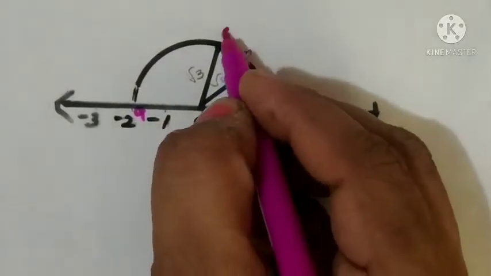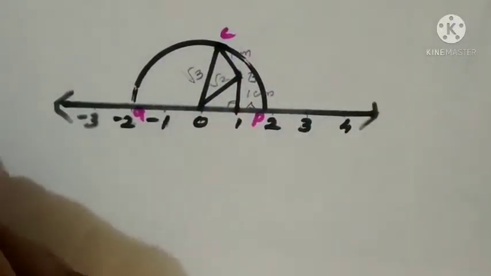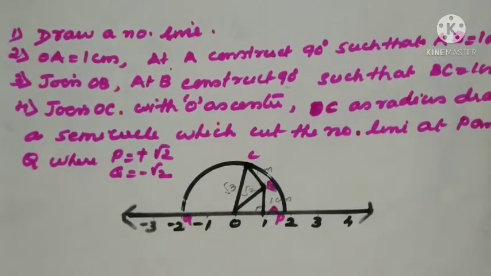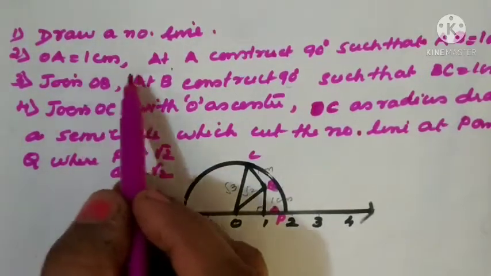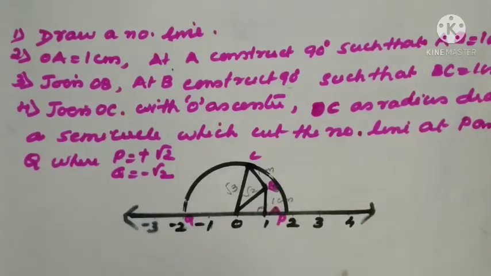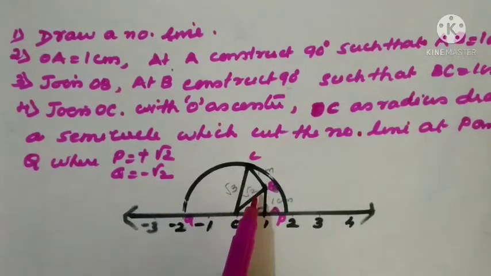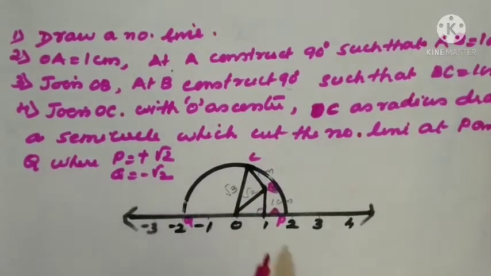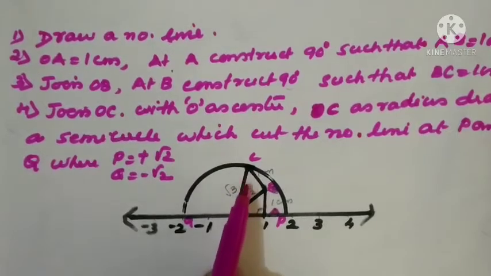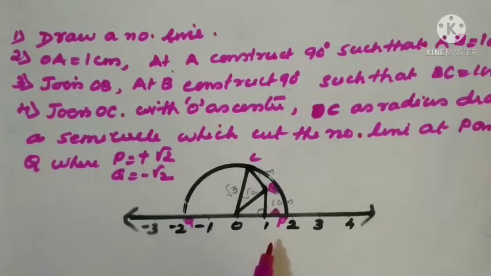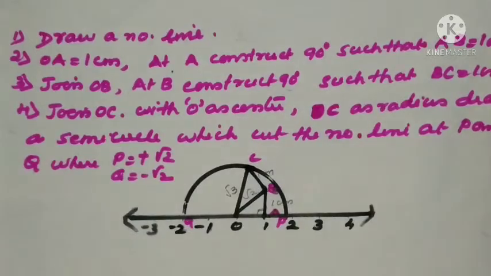So here C is the point. Now the steps will be: we have to draw a number line. So draw a number line, OA equal to 1 centimeter. At A construct 90 degrees such that AB equal to 1 centimeter. Join OB again. At B construct 90 degrees such that BC equal to 1 centimeter. Join OC. With O as the center and OC as the radius, we have to draw a semicircle which cuts the number line at P and Q only. P represents plus root 3 and Q represents minus root 3 respectively.